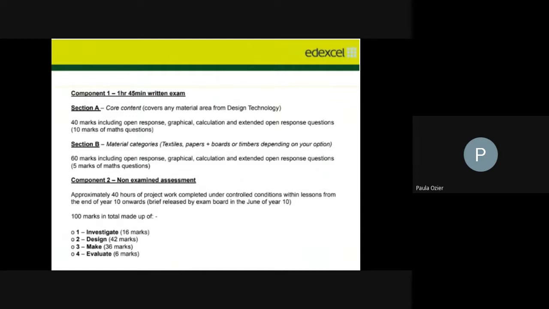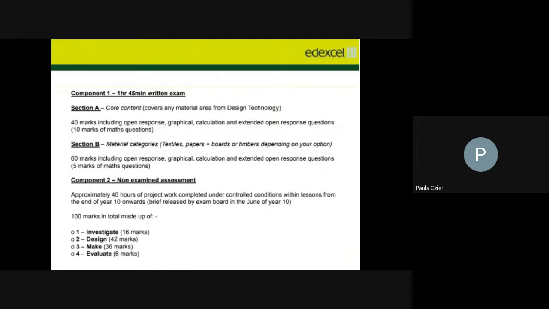In the written exam, you'll be asked a range of questions, including open response, so a normal question and answer, graphical, so where you have to use your design skills to answer the question, calculations, so maths questions, and then extended open response questions, which are the essay style questions.